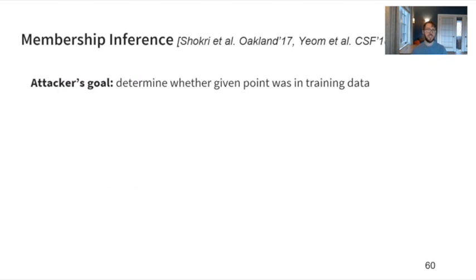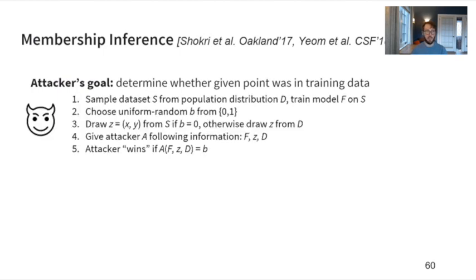Okay, so now we'll discuss a different kind of attack called membership inference. This was originally demonstrated by Shokri et al. in a 2017 Oakland paper. The definition that we'll introduce in a minute here was from some subsequent work by Yeom et al. in CSF in 2018. But the idea with a membership inference attack is to basically determine whether a point that you're given was in the training data for a model, right?